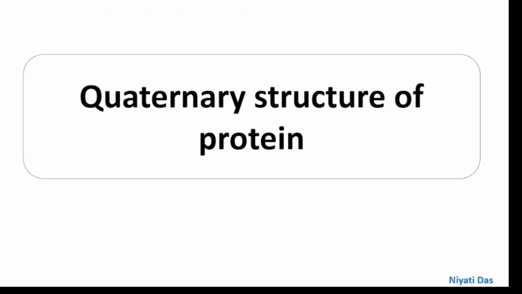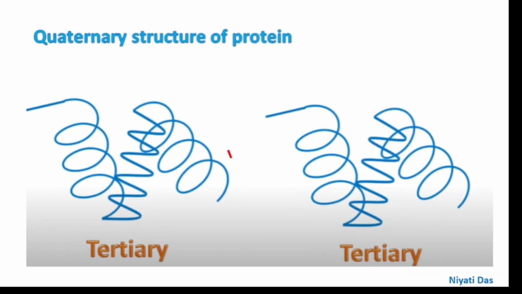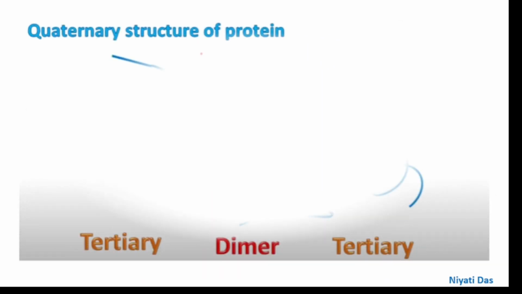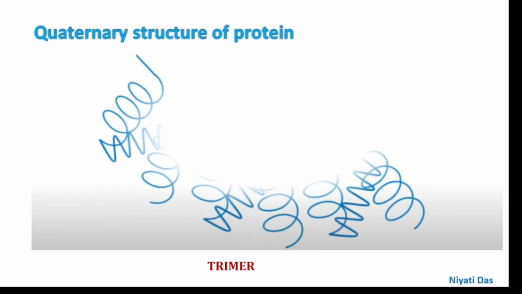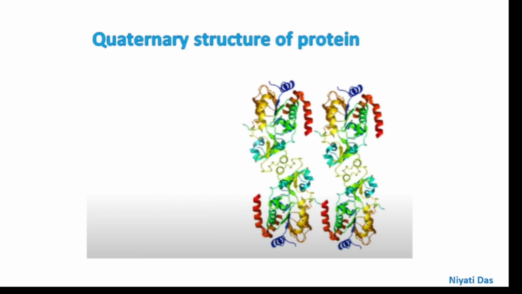Come to the quaternary structure of protein. Tertiary structures of protein further interact with other tertiary structures of protein to form dimers, trimers and also tetramers. The tertiary structure and also the quaternary structure of the protein are found in most of the cells.